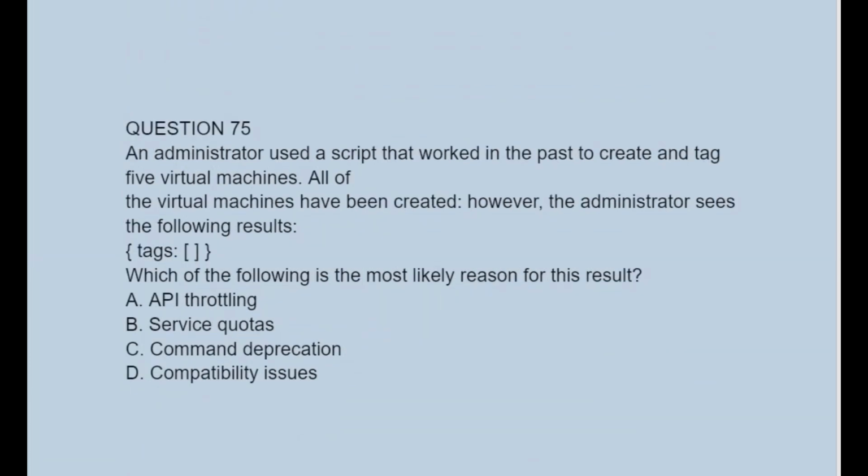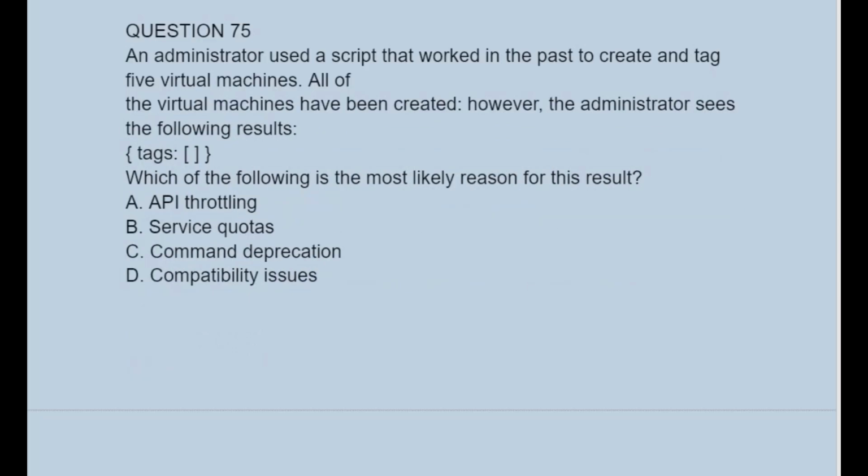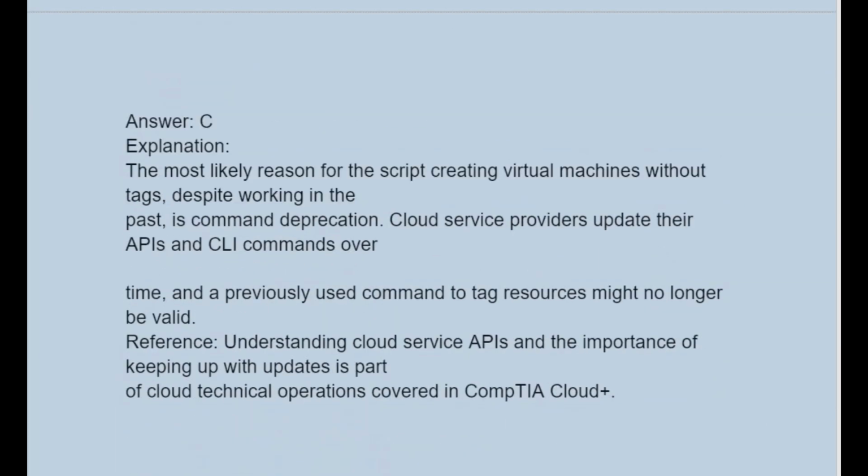Question is, an administrator used a script that worked in the past to create and tag 5 virtual machines. All of the virtual machines have been created, however, the administrator sees the following results. Which of the following is the most likely reason for this result? Option A. API throttling. Option B. Service quotas. Option C. Command deprecation. Option D. Compatibility issues. Correct answer is option C.